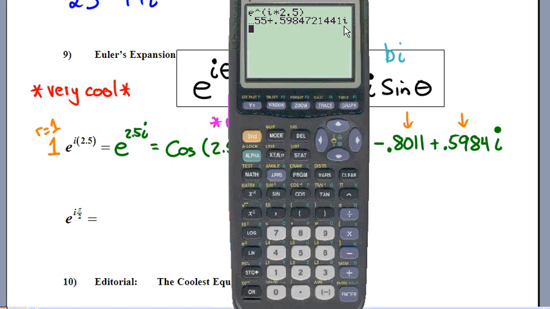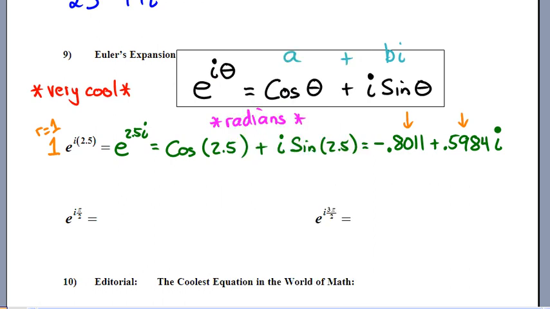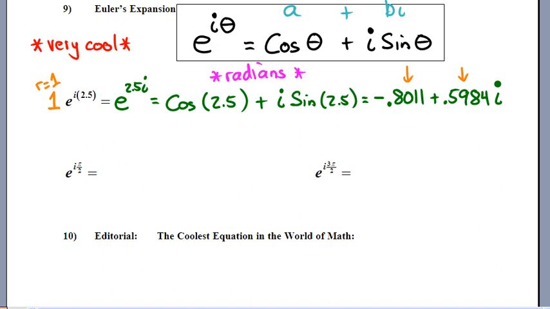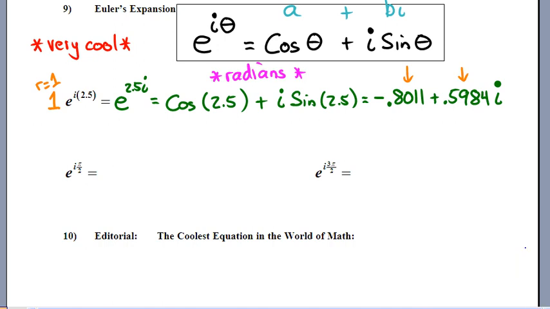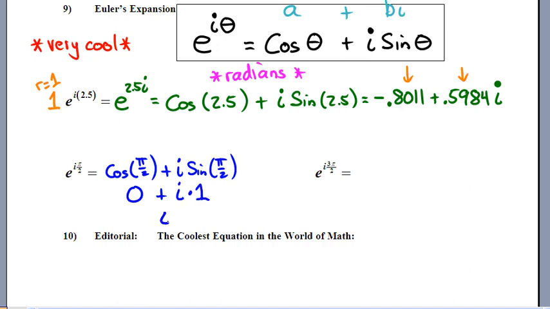Wouldn't that be nice? Okay, let's try this next one out. These ones here, I can just use my knowledge of special angles. For this one, this would be cosine of pi over 2, otherwise known as 90 degrees, plus I times the sine of pi over 2, otherwise known as 90 degrees. Well, cosine of pi over 2 is nothing, and sine of 90 degrees is a 1, so I'm going to have an I times a 1. Hey, this is just I, actually.